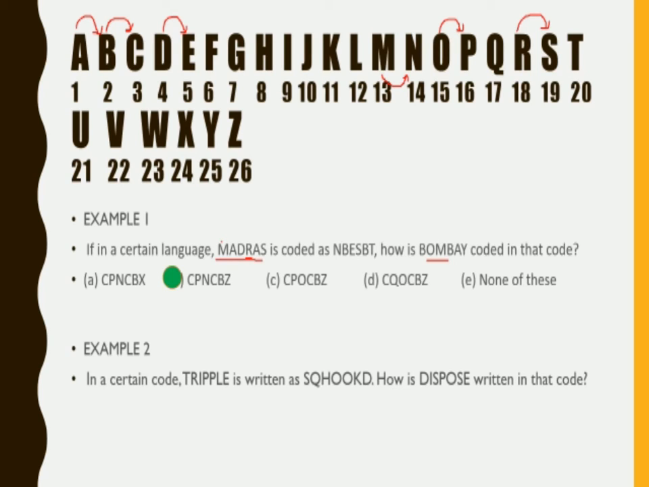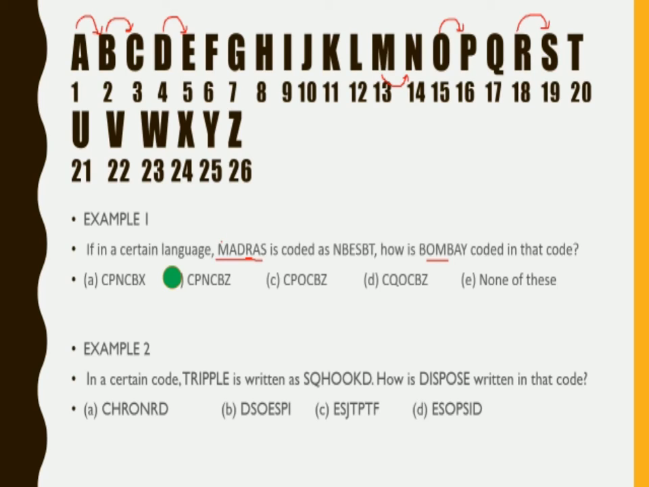In a certain code, triple is written as SQHOOKD. How is dispose written in that code? Solve it by yourself. See, look at this.